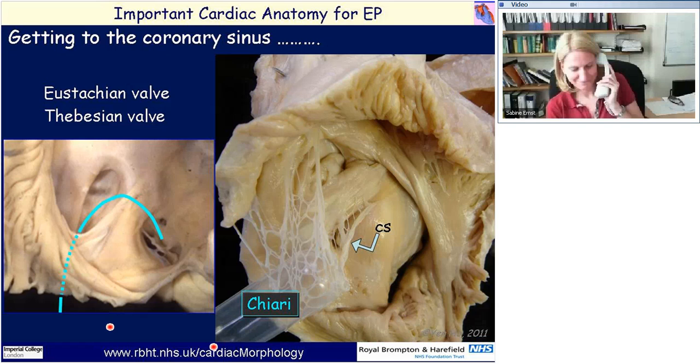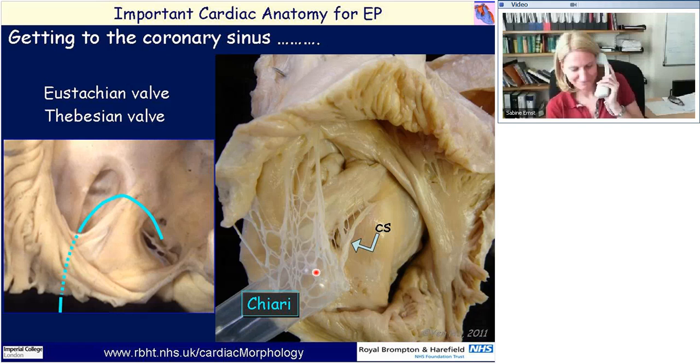Now, the first valve that you will encounter as you're coming through from the inferior route via the inferior cava vein into the right atrium will be this structure here, which is the Eustachian valve. So this is quite a regular looking Eustachian valve, a bit triangular in shape, not too high, not too short, not too low down.